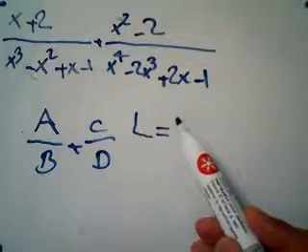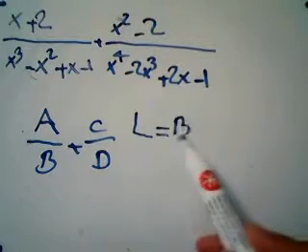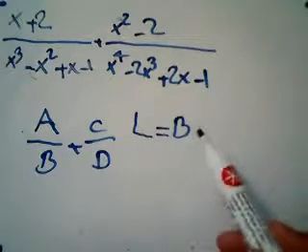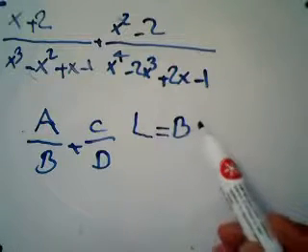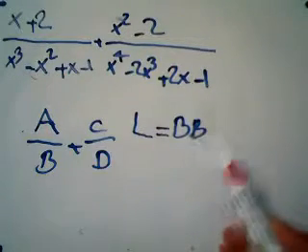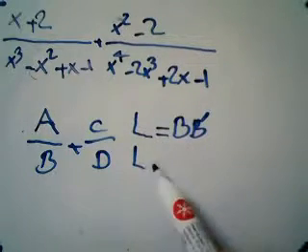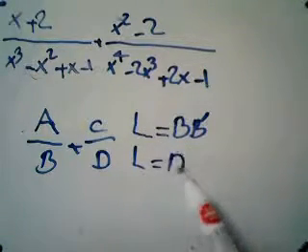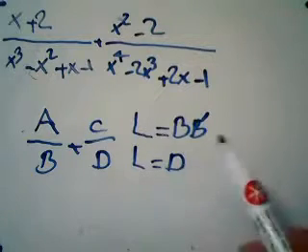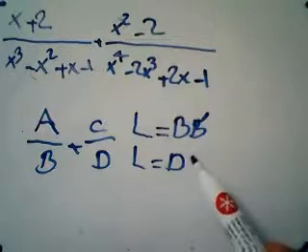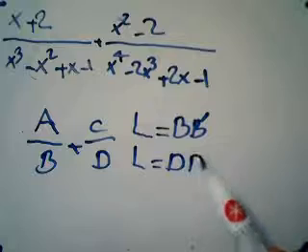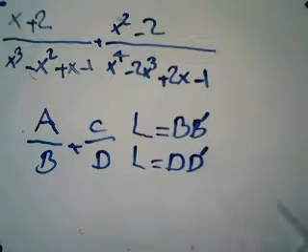That means that L should be equal to B times another polynomial or factor. Let's call that B prime, and L should also be divisible by D, so it should be D times D prime, another polynomial.